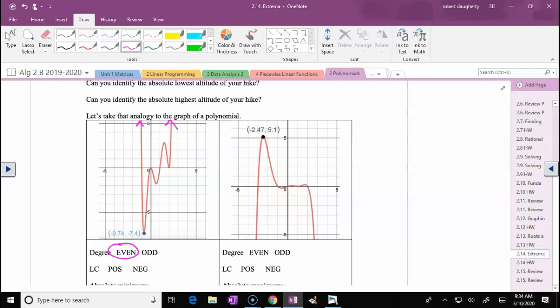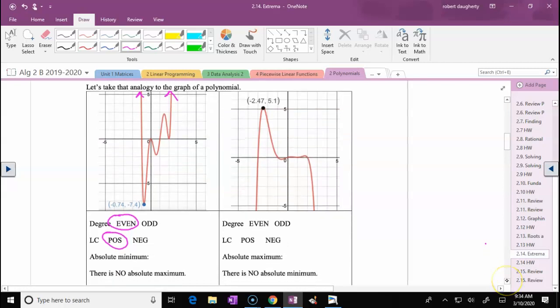Is the leading coefficient of this polynomial positive or negative? It is positive because if it's even and going up, we know that that is a positive leading coefficient. Now we're asked to look at the extrema for this graph. The absolute minimum. Where is the absolute minimum on this graph?